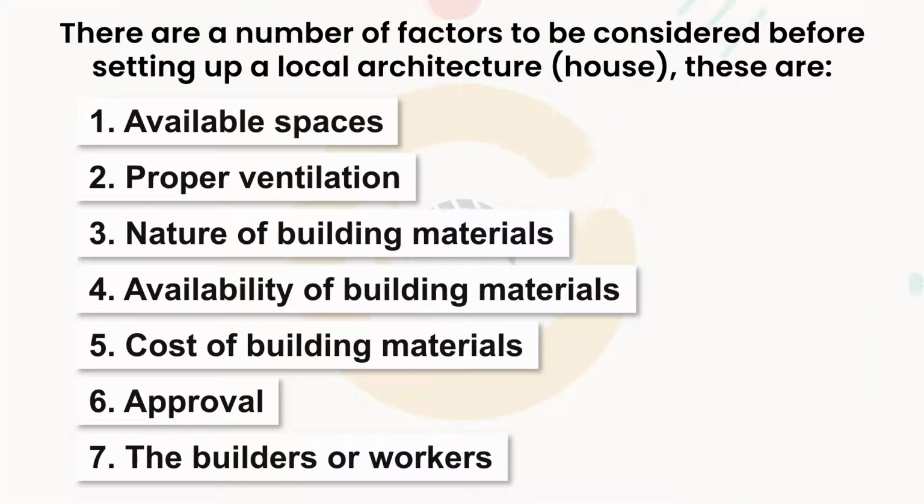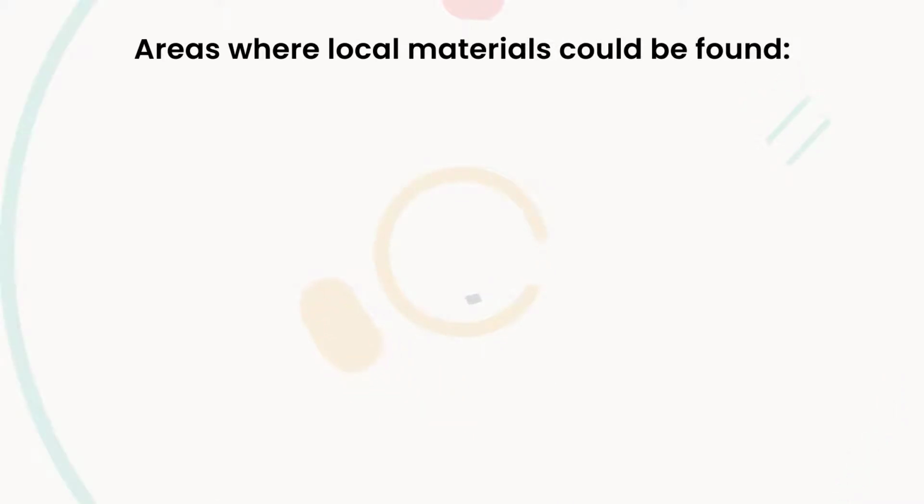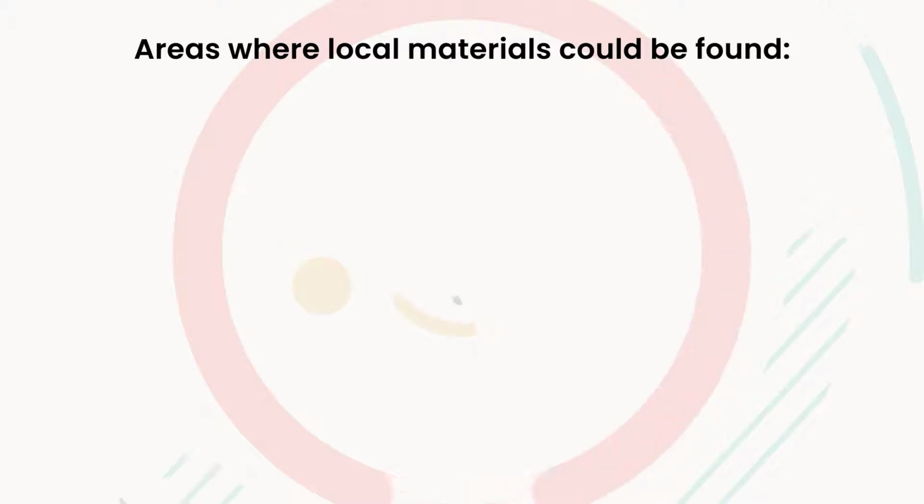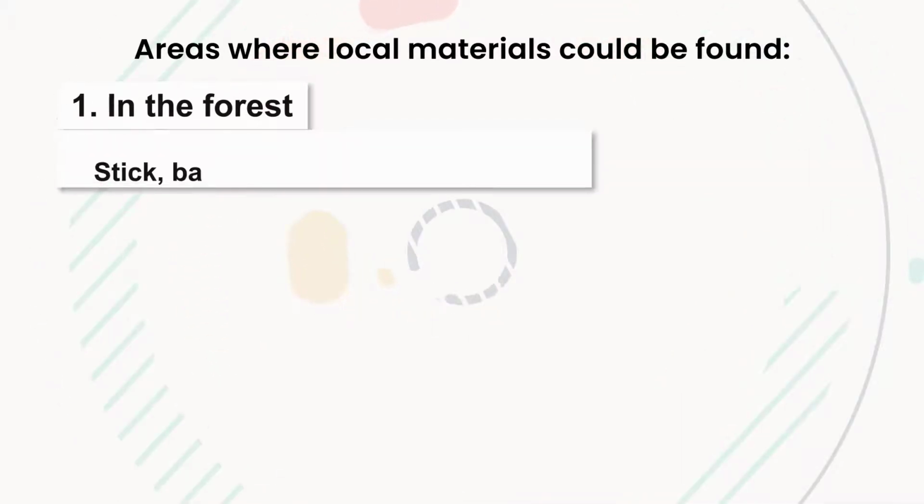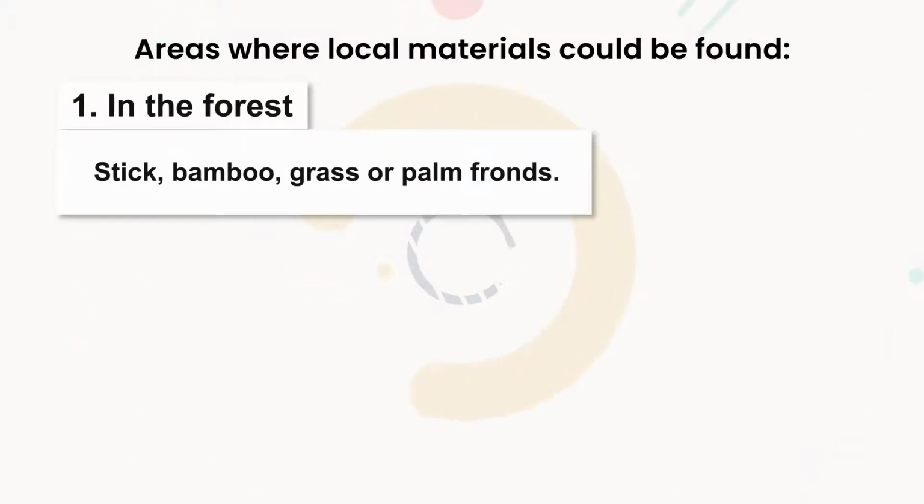Areas where local materials could be found. Number 1, in the forest: stick, bamboo, grass, or palm frond.